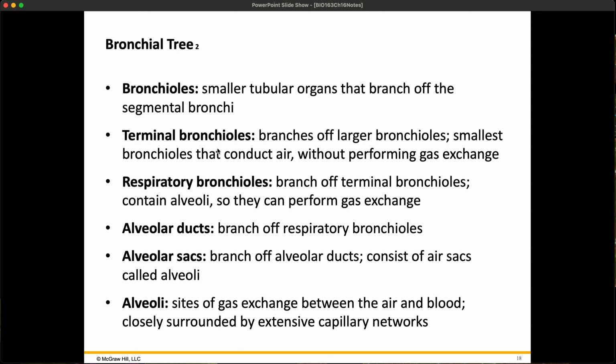So terminal bronchioles are the smallest that are conducting air without gas exchange. The respiratory bronchioles have alveoli, so they actually can perform gas exchange. So terminal bronchioles are the last ones that are just air passage. Respiratory bronchioles are actually involved in some type of air exchange. From there, then you get into things like the alveolar ducts, the sacs, and then the individual alveoli. And so this is where the actual site of gas exchange is happening between air and blood. These alveoli are surrounded, wrapped around by capillary beds, so that allows that very close contact for carbon dioxide and oxygen exchange.